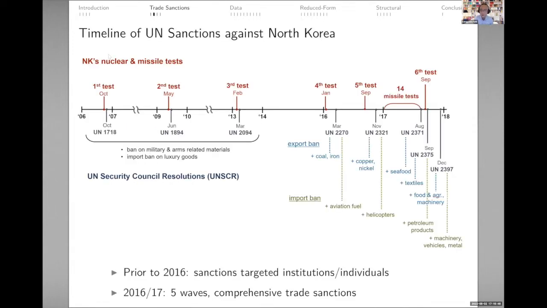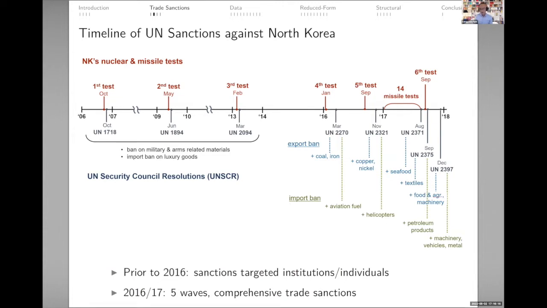Here's a timeline of the UN sanctions. I guess there are two key points that we can take away from this figure. The first is that the UN sanctions are actually a direct response to North Korea's missile or nuclear tests. So each sanction follows mostly from North Korea conducting a nuclear test. So it's definitely an endogenous response to what North Korea has been doing.